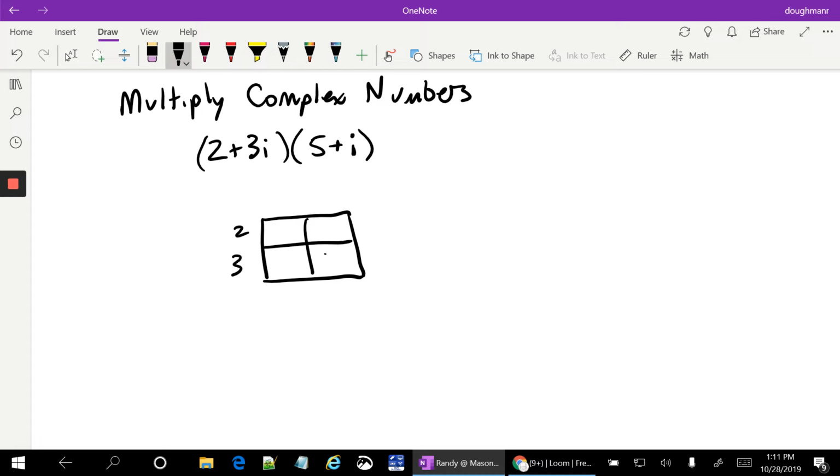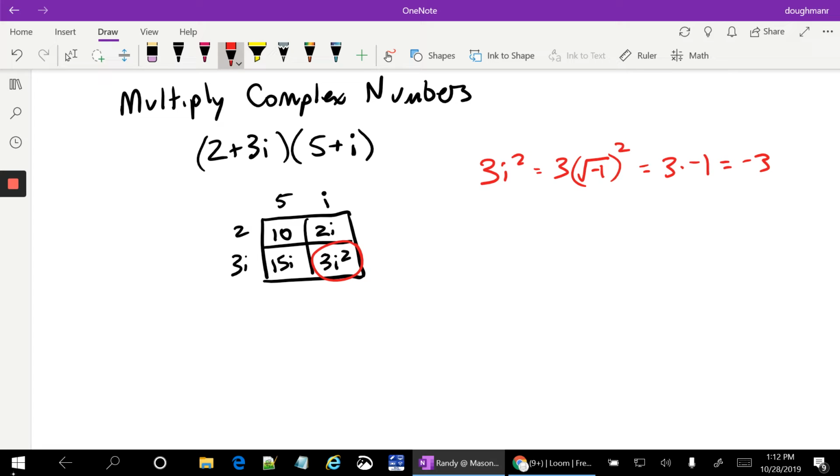So 2 plus 3i and 5 times i, or 5 plus i. And then I realize this box is 10. That is 2i. This one is 15i, and this one is 3i squared. But I have to remember that 3i squared is the same thing as saying 3 times the square root of -1 squared, which is 3 times a -1, which is a -3.